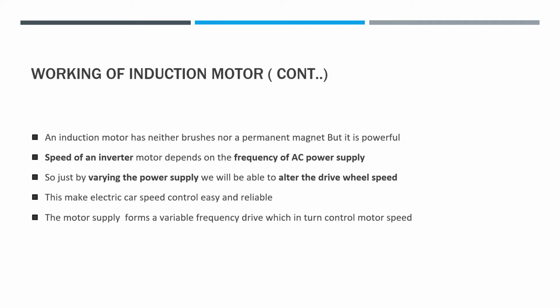An induction motor has neither brushes nor a permanent magnetic field, but it is very powerful. The speed of an induction motor depends on the frequency of the AC power supply. So, just by varying the power supply, we will be able to alter the drive wheel speed. This makes electric car speed control easy and reliable. The motor supply forms a variable frequency drive, which in turn controls the motor speed.